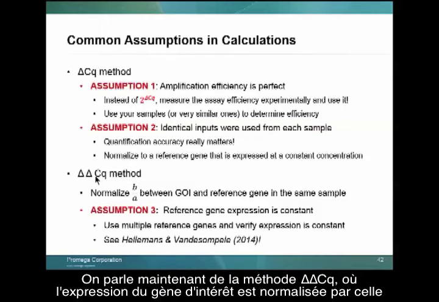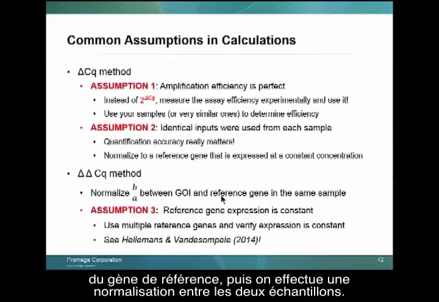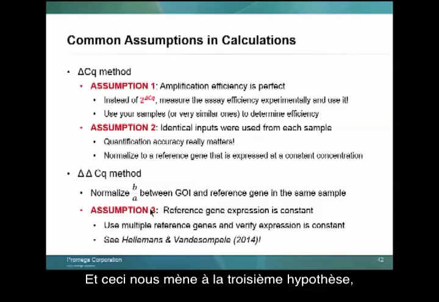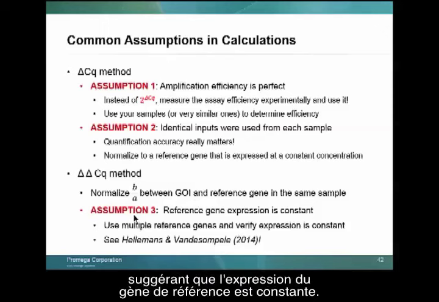This would be called then the delta-delta Cq method, where you normalize expression between your gene of interest and your reference gene for your sample, and then you normalize between your two samples. And this leads to assumption 3, that your reference gene expression is constant.